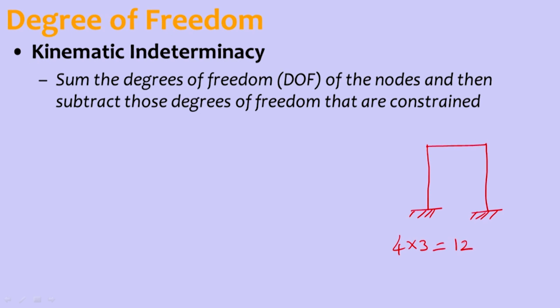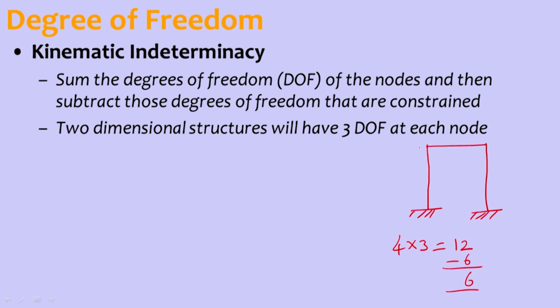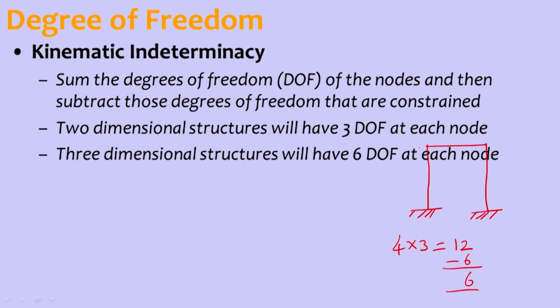From this we need to subtract those degrees of freedom that are constrained. Here, 3 at the base are constrained, and 3 at the right side support are constrained. That means 6 are constrained, so we can remove them. So this frame is a 6 degrees of freedom frame. 6 degrees of freedom are required to represent the structure's behavior. In a 2-dimensional structure we have 3 degrees of freedom at each node, whereas in a 3-dimensional structure we have 6 degrees of freedom at each node.